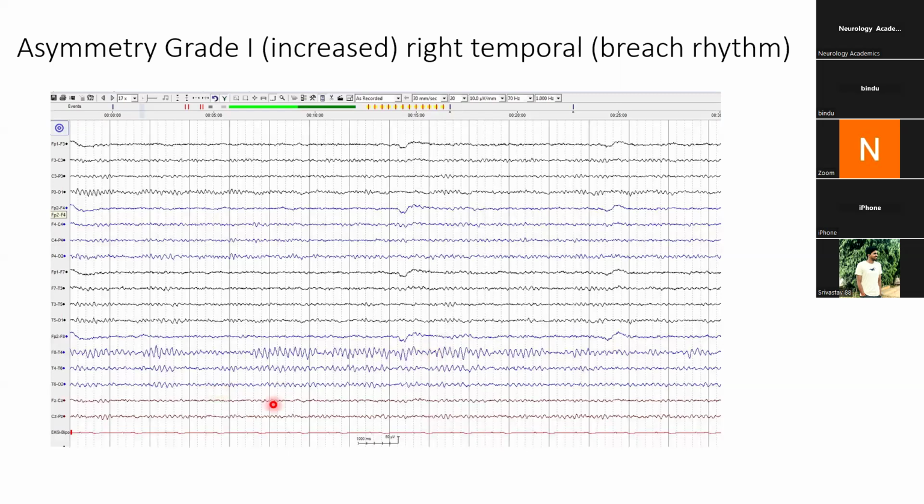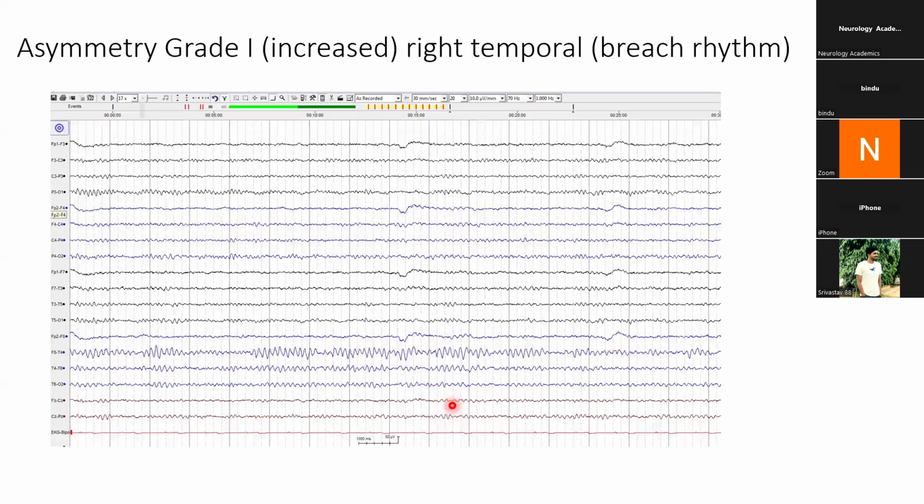Otherwise, it will be so confusing because I can write this report in various other ways as well. So, suppose I say that the other regions are all suppressed, that is both the parasagittal chains and the left temporal chain is suppressed. Nobody can negate that. So, this may be normal for somebody. That is why it's a little confusing. But when you are given the fact that it is a breach rhythm, because a right temporal or a right hemispheric surgery was done, definitely this becomes asymmetry grade 1 or 2 as you like.